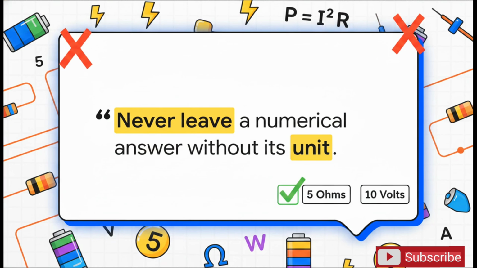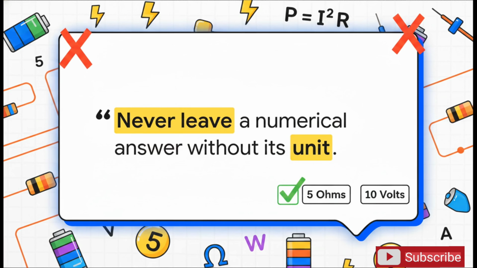So, the crucial point is this golden rule, and you must never break it. Never leave a numerical answer without its unit. I'm repeating it because it is, without a doubt, the most heartbreaking way to lose a perfect score. You can do all the complex fractional math, apply Joule's heating formulas flawlessly, and find the exact equivalent resistance. But if you just write 5 instead of 5 ohms, or 10 instead of 10 volts, the examiner will deduct points. Just put a big, bold box around your final answer and make absolutely sure the unit is sitting proudly right next to it.